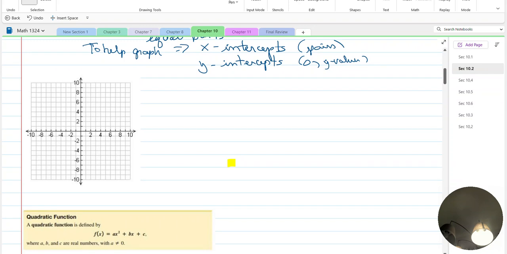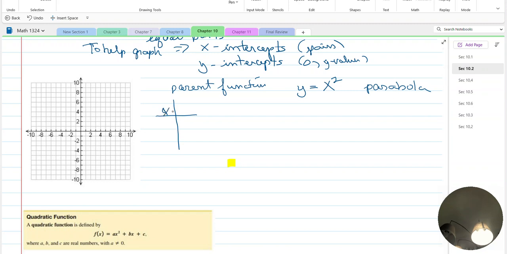Okay, so here we have it, and we're going to talk about the parent function. And that is y equals x squared. Remember, the 2 on the variable is the highest within the terms. Of course, I only have 1. So we know it's a parabola. Okay, so we're going to make something called a t-chart, and we're going to figure out some values.